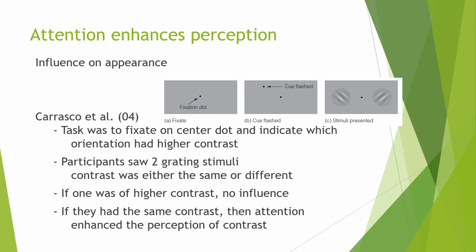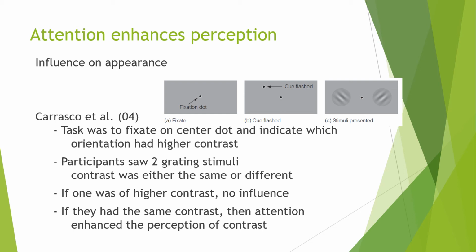So the second benefit was that attention enhances perception, and this is a study that shows this very nicely, this influence of attention on the appearance of objects. Carrasco et al. in 2004 had participants fixate on that center dot, and then a cue would flash, and the job is to, again, stay fixated on the center dot, but to indicate which of the orientations has a higher contrast. In C, you can see some example stimuli, and they were to say the orientation that's going to the left in this case, or the orientation that is going to the right in this case.